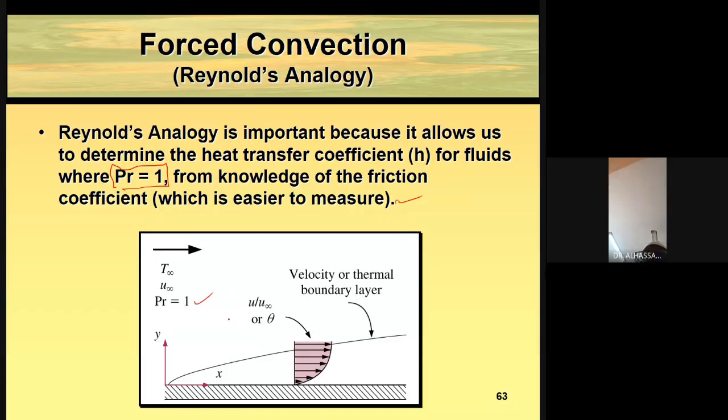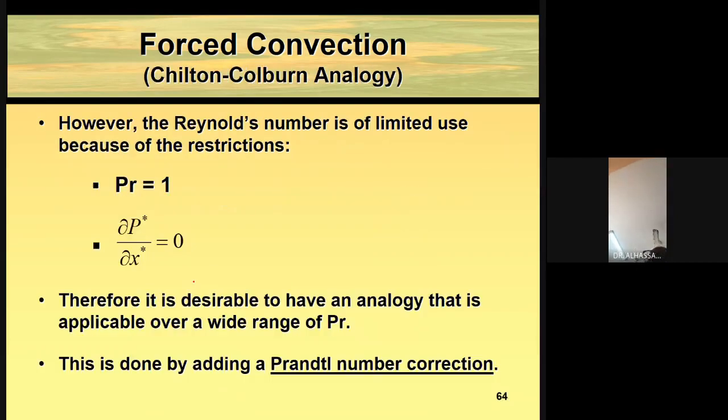For Prandtl number equals 1, you have the velocity boundary layer being developed within this region, and then also the thermal boundary layer, which is given by this line. The Reynolds analogy is normally applicable for situations, especially with Prandtl number being equal to 1. Now the same situation we have over here. However, the Reynolds analogy is of limited use because of the restrictions. What is the restriction? Prandtl number equals 1.